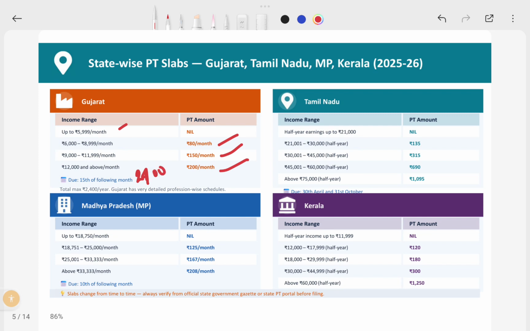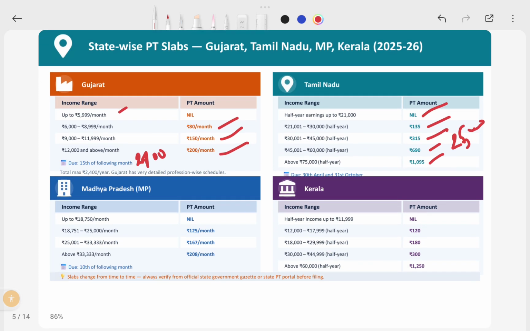Tamil Nadu also has similar limits, with nil up to a threshold, and the maximum we need to pay is 2,500 per year, but they deduct only half-yearly. Above 7,500, they will deduct half-yearly PT. Then Madhya Pradesh, these are the limits, and these are the limits in Kerala. You can go through this; I'm just holding the screen for you. Under these two states also, the maximum limit would be 2,500 only.